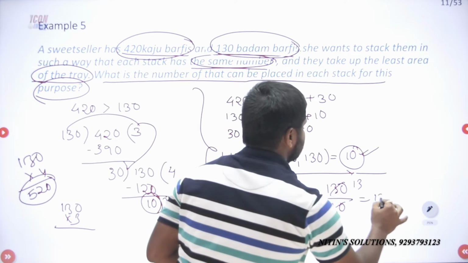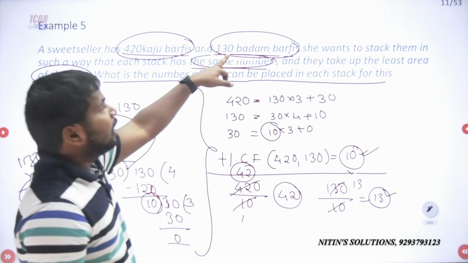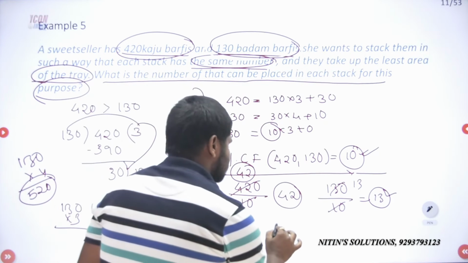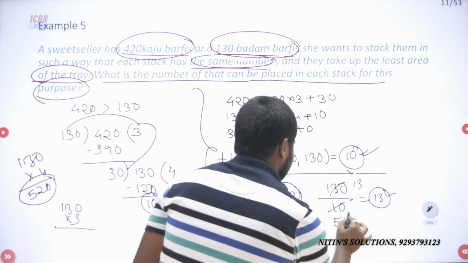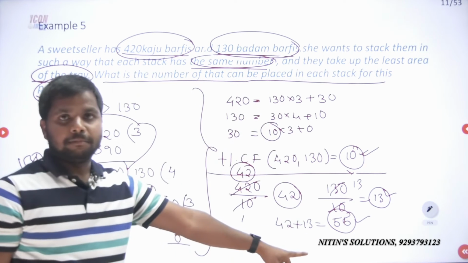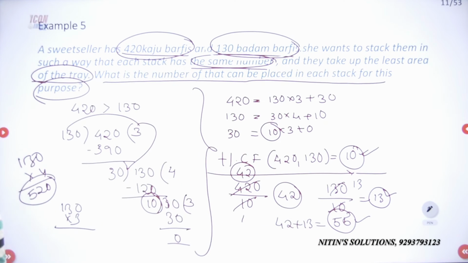So that is nothing but 13 boxes are required to pack badam burfis. The total number of boxes will be 42 plus 13 is equal to 55. The total number of boxes is 55. Clear? Now coming to the next question.